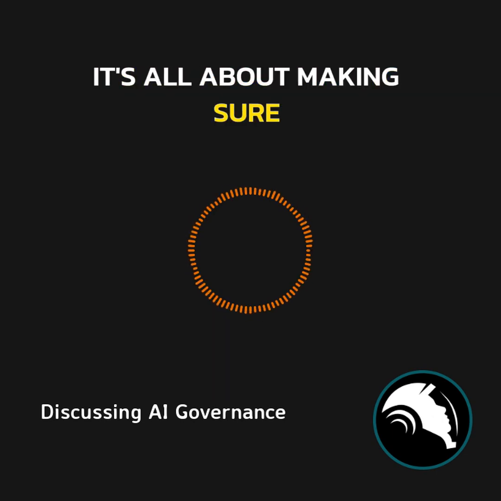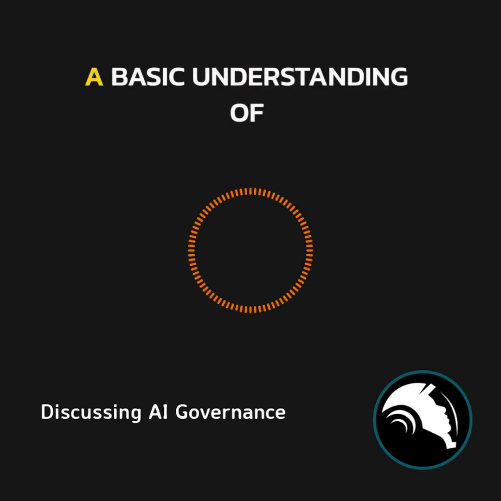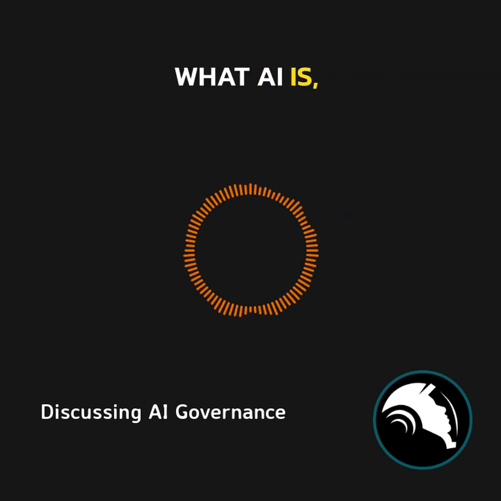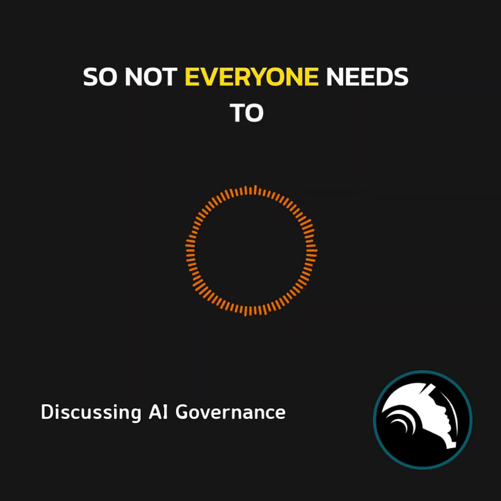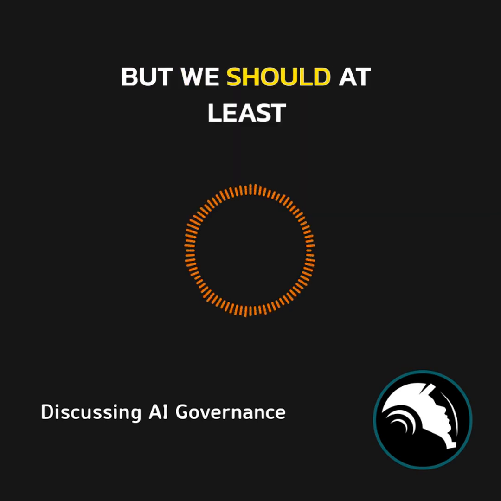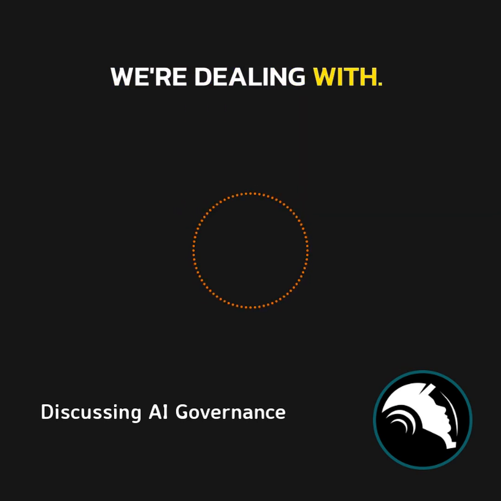It's all about making sure that people have a basic understanding of what AI is, how it works, and the potential impact it can have. So not everyone needs to be a computer scientist, but we should at least have some idea of what we're dealing with. Yeah, exactly. Okay, I'm with you. What's the next E? The second E is engineering. Engineering. Okay.